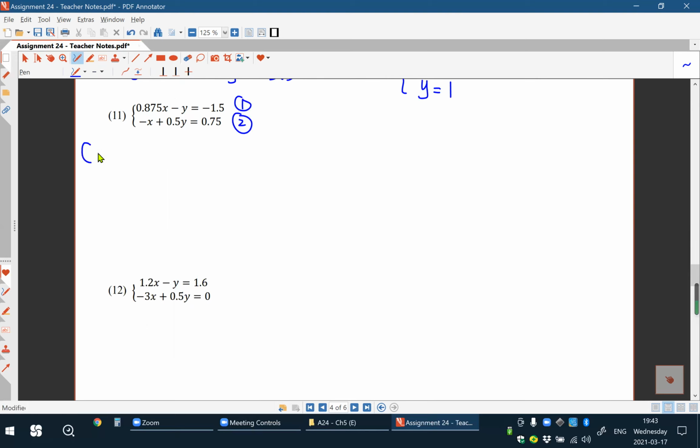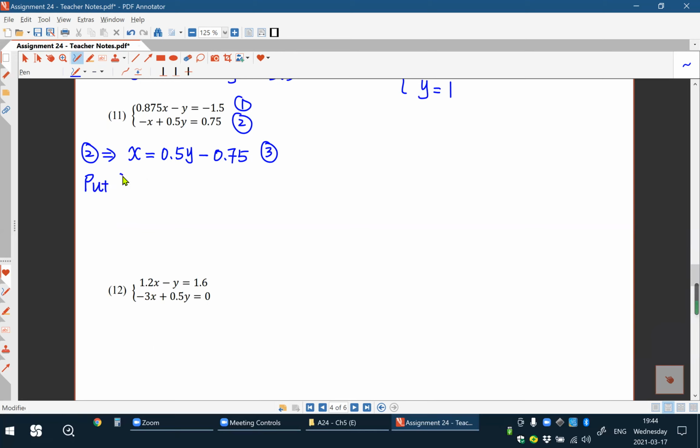So from equation number 2, we can directly solve x in terms of y. x is 0.5y minus 0.75, right? So pay attention to the signs here. Do not confuse the positive sign with the negative sign. Otherwise, you will make mistakes in the very first step. So let's call this number 3.